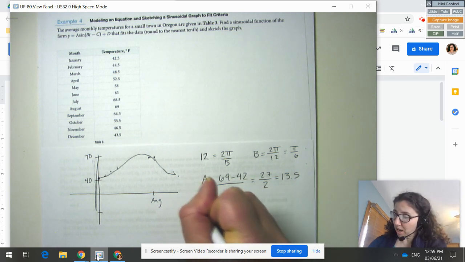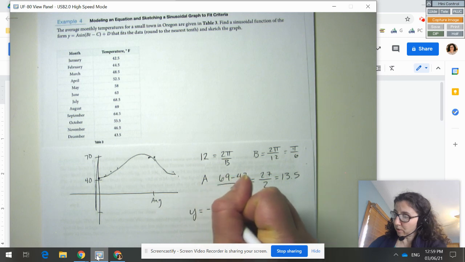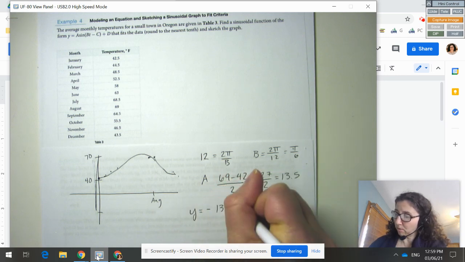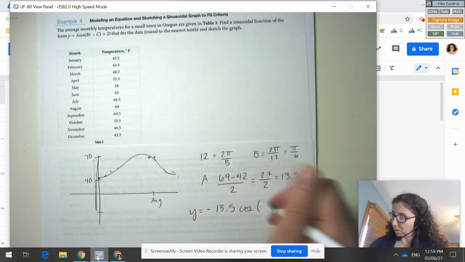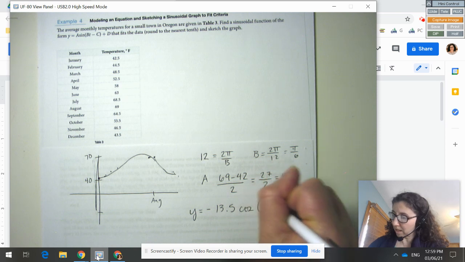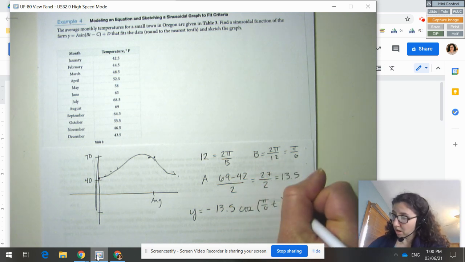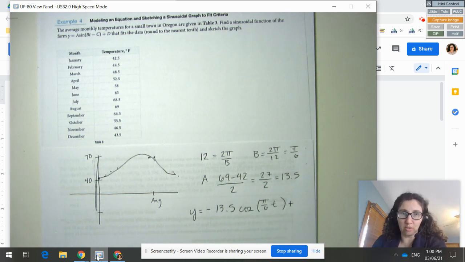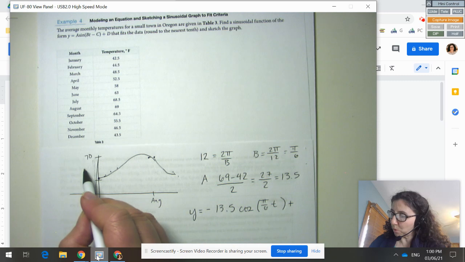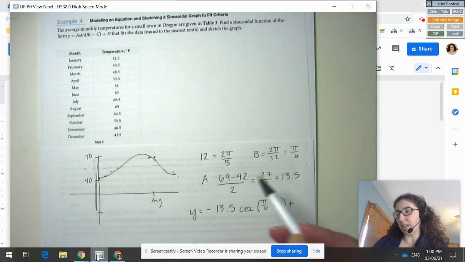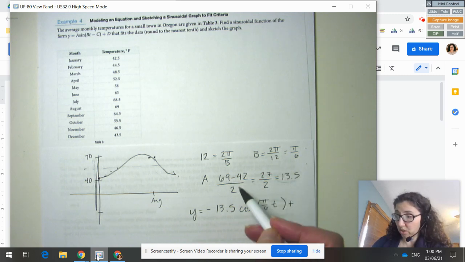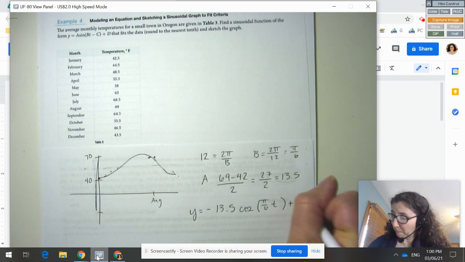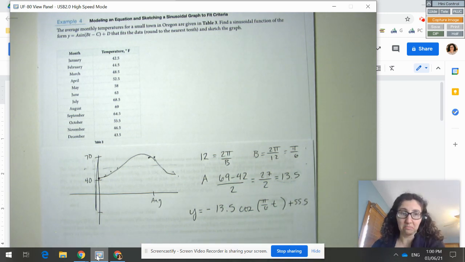So let's put this all together. We're going to have y equals negative 13.5 times cosine. Our B value we decided was pi over 6 t, and we're not shifting it, we decided. And then how are we going to vertically shift it? Well, what's halfway between this? If we were going for between 42 and 69, we'll have to add this to the lower end, right? 42 plus 13.5 is going to be 55.5. Something like that, right?